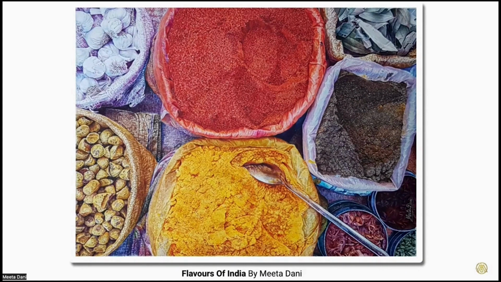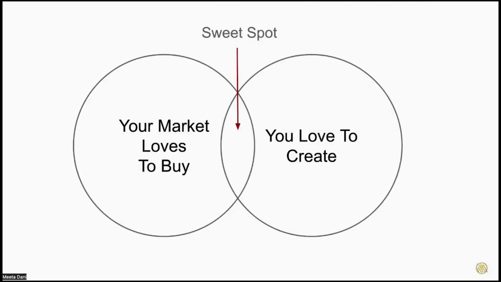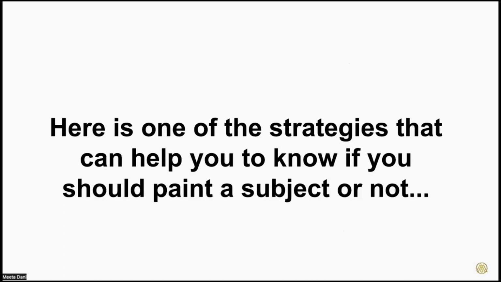Okay. So you can understand that if you create a painting which your target market loves to buy, as well as you love to create, which holds some kind of significance, some kind of value in your life, then you will really love to paint that. Okay. One of the strategies that can help you to know if you should paint a subject or not. It is not like you click a photograph and you should paint it. There are a lot of photographs which don't meet criteria. So this is one tip which can help you understand whether you should paint a subject or not.